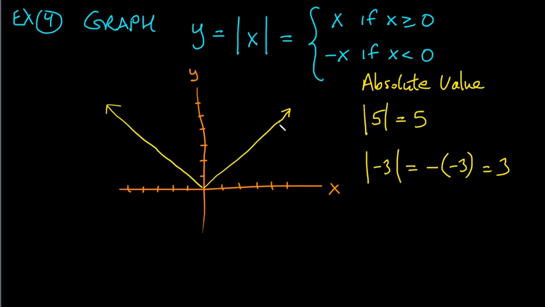So the point (3, 3) should be on the graph over here. And if x is -3, y should be +3. So (-3, 3) is another point on the graph. And of course, the absolute value of 0 is just 0. So the origin (0, 0) is a point on the graph as well.